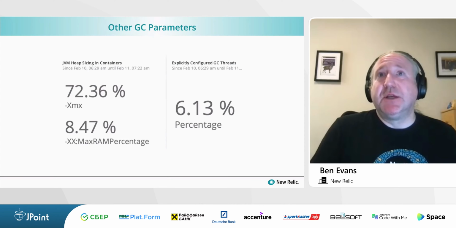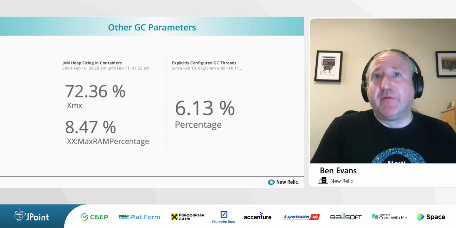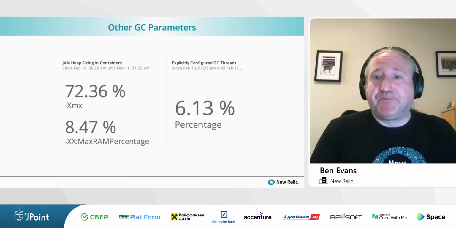Another thing which can also cause issues is the lack of explicitly configured GC threads. Only 6.13% of people configure their GC threads. And again, that is the kind of thing which, depending on your Java version, can come back to bite you later.